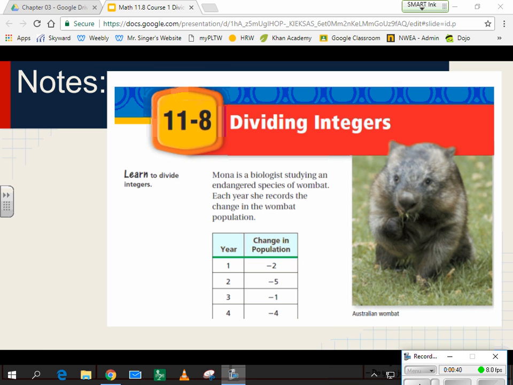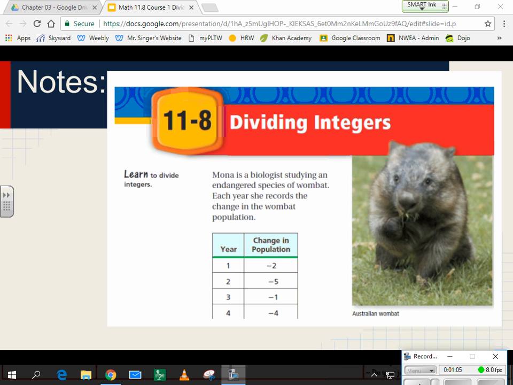Let's take a look at Mona. Actually, that's not the name there. Mona is a biologist studying an endangered species of wombat, the Australian wombat. Each year she records the change in the wombat population. So in the first year, she saw a change of -2. Second year, she saw a change of -5. Third year, she saw a change of only -1. And then fourth year, she saw a change of -4.